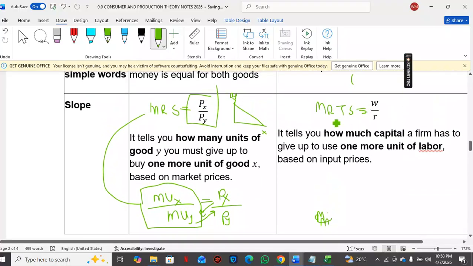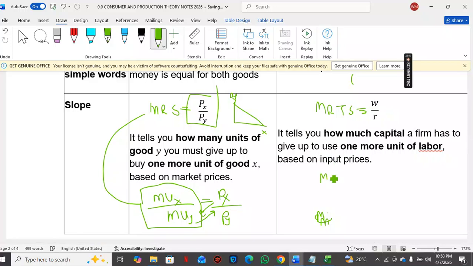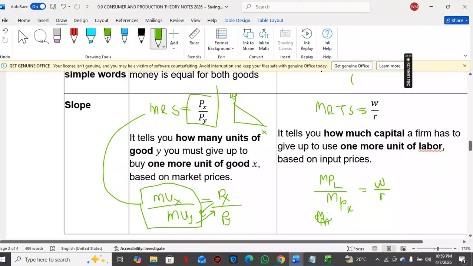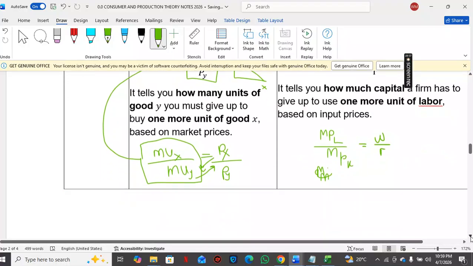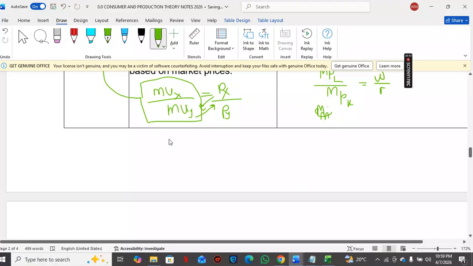Then for the production theory, we said MRTS equals W over R. The marginal rate of technical substitution is the marginal product of labor over the marginal product of capital, MPL over MPK, equals W over R. Graphically, colleagues, what we are saying here is this.